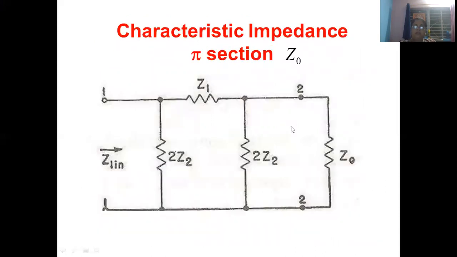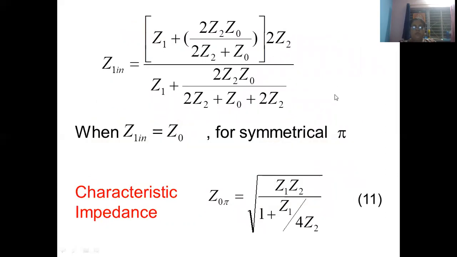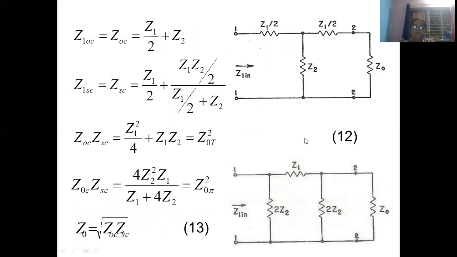This is the characteristic impedance of the pi section. Here we have also derived the formula for the characteristic impedance of the pi network. It is clearly given as follows. Now we have also derived it with the help of the product of ZOC and ZSC, the open circuit impedance and short circuit impedance. If we make this terminal open, then this and this will be in series. If this is short circuited, then this and this will be in parallel and come in series with Z1 into Z2.